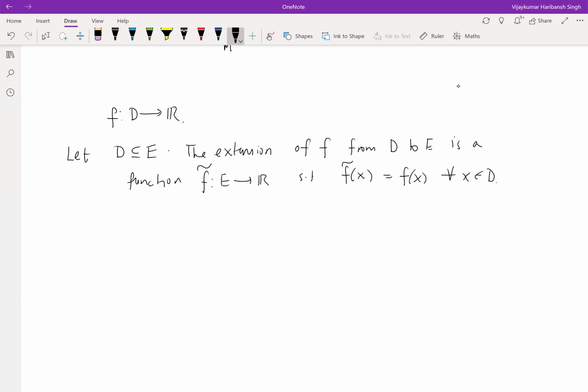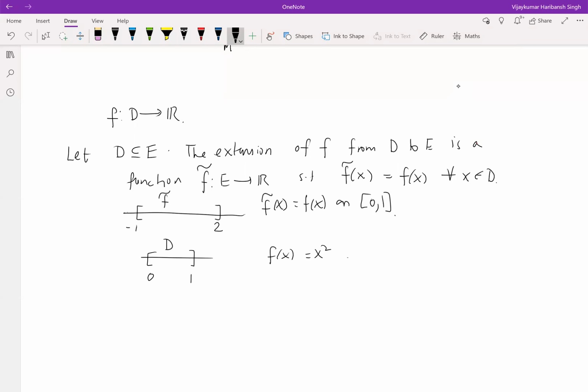Okay, so this is what extension means. So you have this set D. Suppose let's take D to be this set 0, 1. Now what is an extension of this function? Suppose f of x equals x squared. Now you're extending it to a bigger set, say -1 to 2. And this is an extension if f tilde of x equals f of x on 0, 1. How it is defined outside 0, 1 doesn't really matter. The only thing is that f tilde should agree with f on D, which is 0, 1. Okay, so this is what it means by an extension of a function.